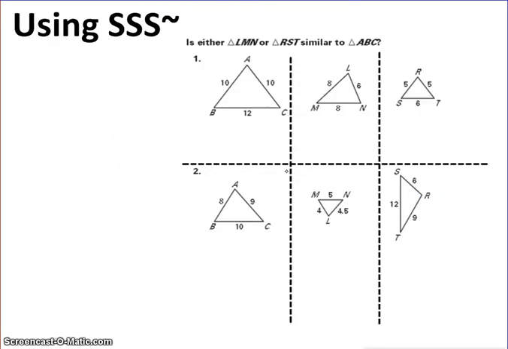Alright, so using side, side, side, okay? We need to determine if the first triangle is similar to either the second or the third. Okay, so looking at this, I have 10, 10, and 12. To go from 10 to 8, we need to find the scale factor. So to multiply 10 by 4/5 would give me 8. Now we have to be careful because sometimes we could also have rotated it, but if I multiply 12 by 4/5, I will not get 6. So that means this is not similar.